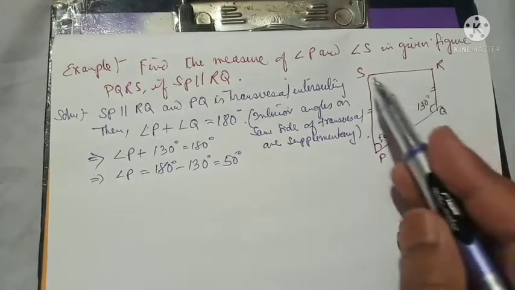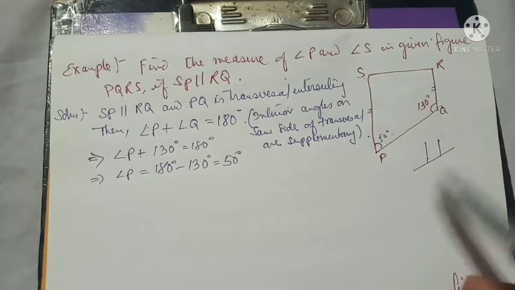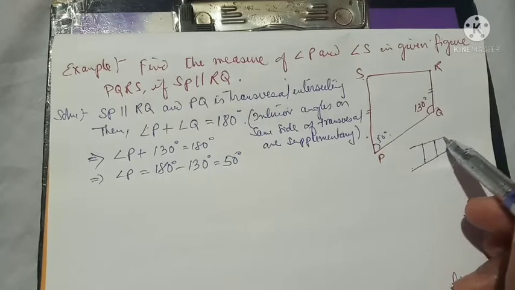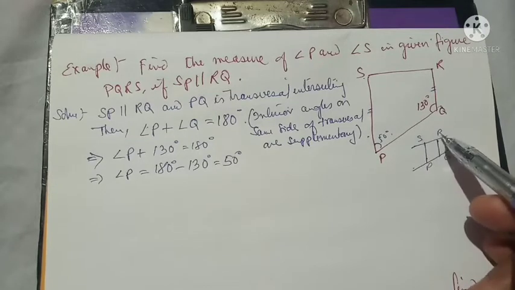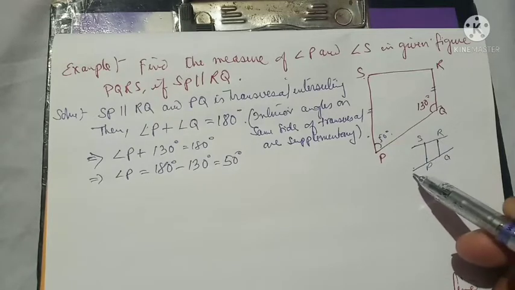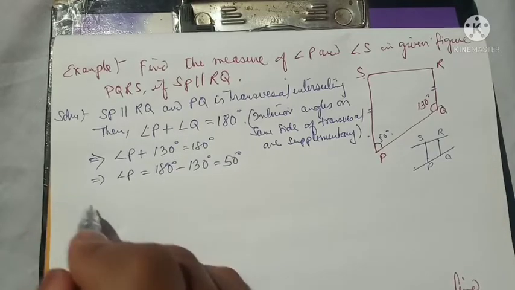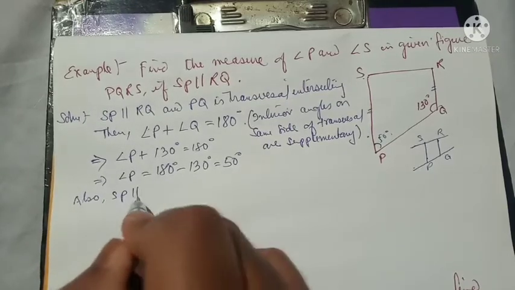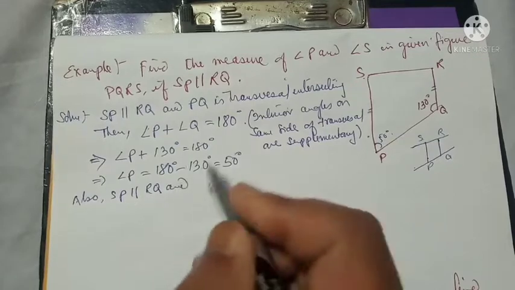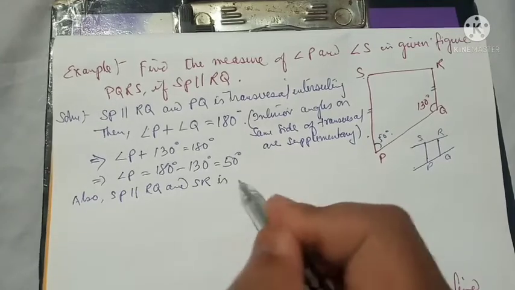Now again on this side, RS is a transversal. SP and RQ are parallel, and PQ is a transversal line. On this side also, RS is a transversal line. So again we have SP parallel to QR, and RS is a transversal line.